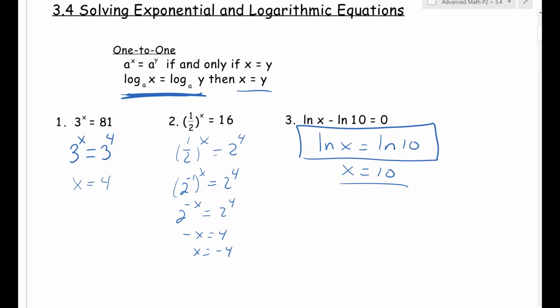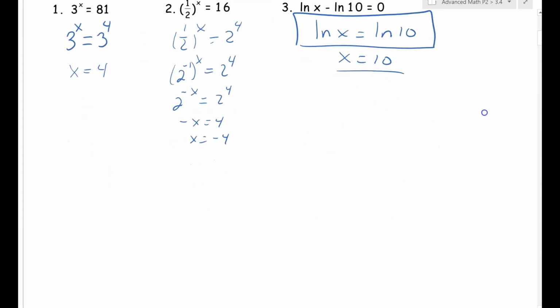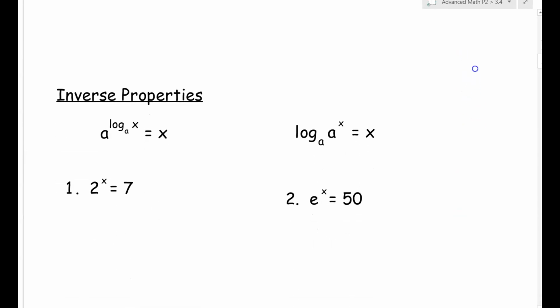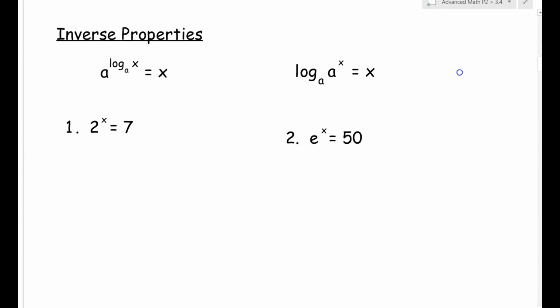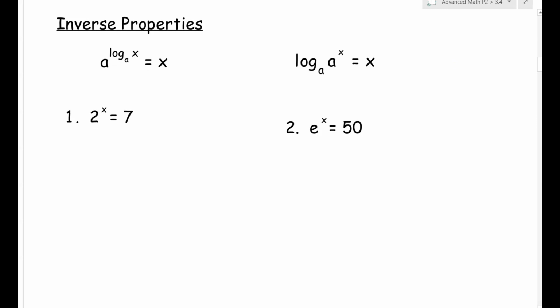All right, so next then is, well, what happens when they're not that nice? Like look at that number one there. I think we've even seen this one before and talked about it. 2 to the x equals 7. There's no way to change 7 to be 2 to some power. So then we're going to have to use inverse properties.